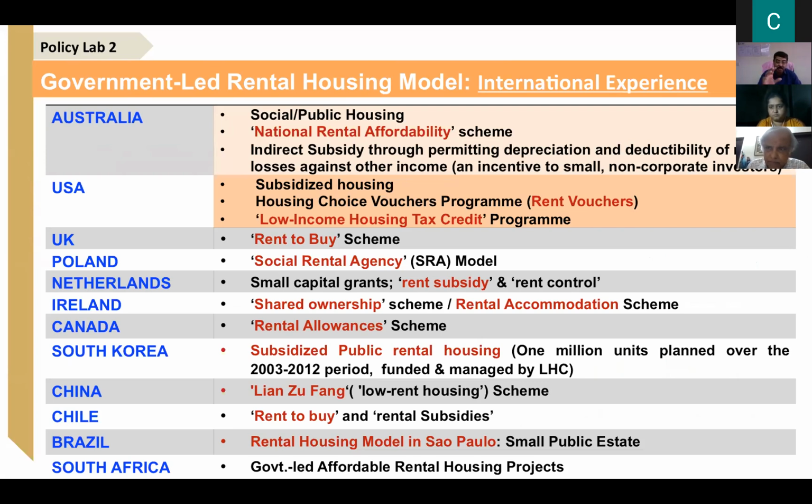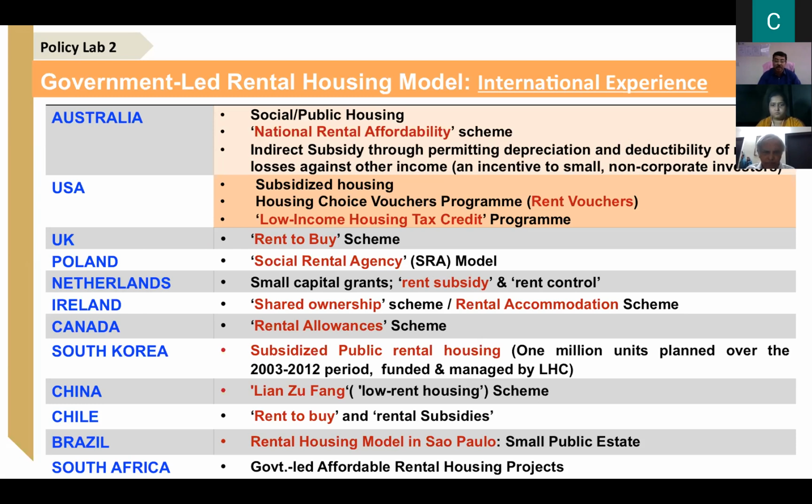So I have jotted down some of the international experiences. In Australia, the government has introduced social public housing, the national rental affordability scheme, and other indirect subsidies, which Pius will also talk about as one of our panelists. Similarly, the US has the rental voucher scheme and low income housing tax credit. The UK also has a rent to own scheme. Poland has the social rental agency model. Netherlands, Ireland, Canada and South Korea have subsidized public rental housing schemes.